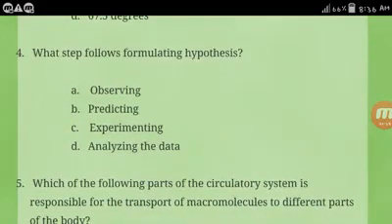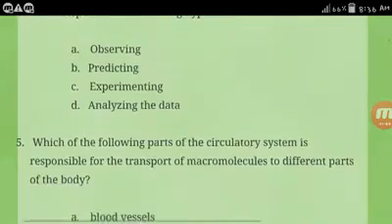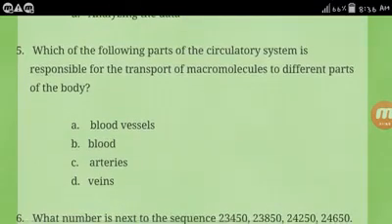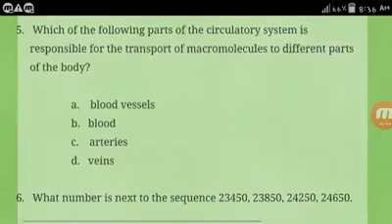Next one, what step follows formulating a hypothesis? The answer here is experimentation, of course, or experimenting, letter C. Number 5, which of the following parts of the circulatory system is responsible for the transport of macromolecules to different parts of the body? Macromolecules here are lipids, proteins, and carbohydrates. So the answer here is letter B, which is blood. Blood transports all those things which I mentioned, plus oxygen.